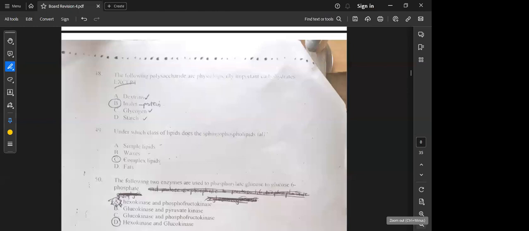So, moving on to number 49. Unless someone wants us to say something about any of the ones there. Under which class of lipids do the sphingophospholipids fall?